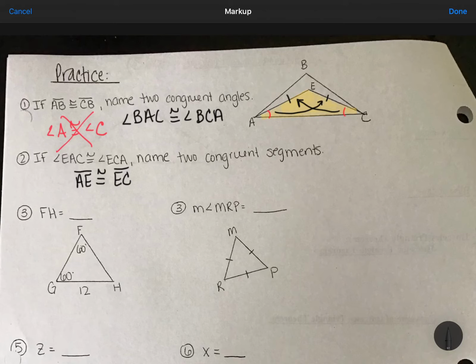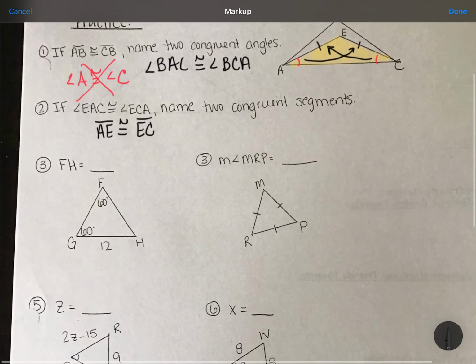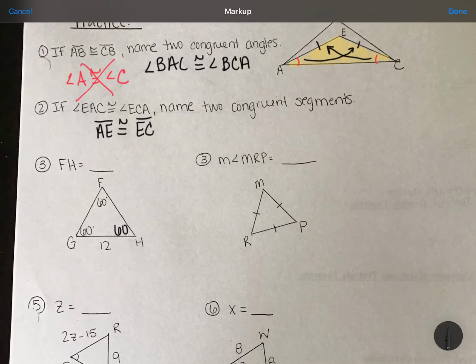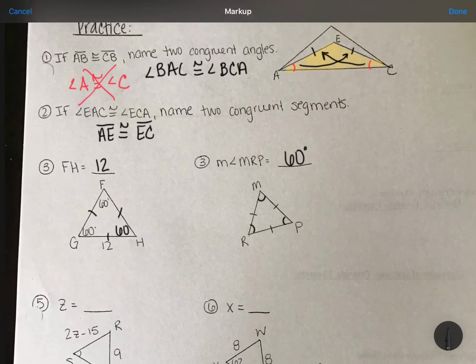Number 3, FH is equal to what? Well, if those 2 angles are both 60, that would leave H to be also 60. That makes this an equal angular triangle. We know equal angular is also equilateral, so each side is 12. Number 4, it's an equilateral triangle, so all my angles are equal to each other. 180 divided by 3 gives me 60 degrees for each angle.